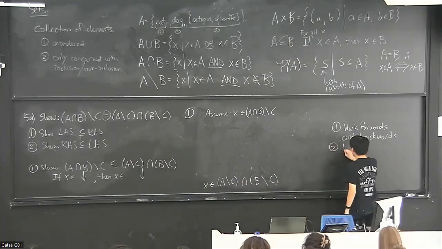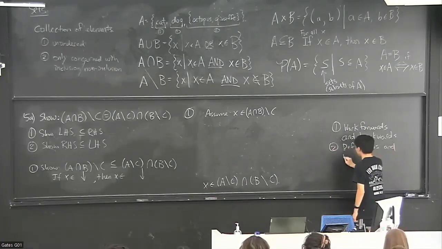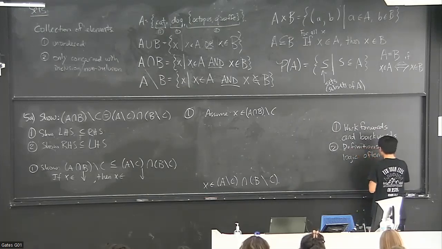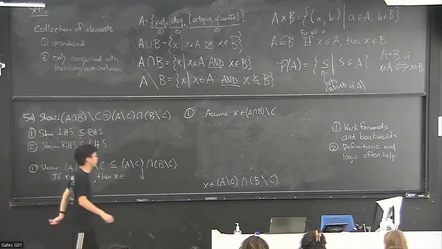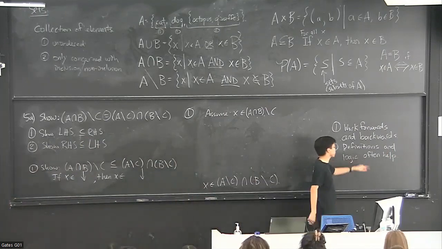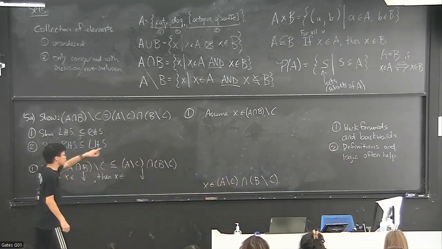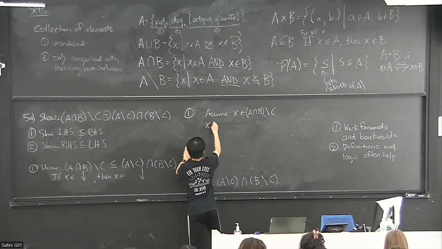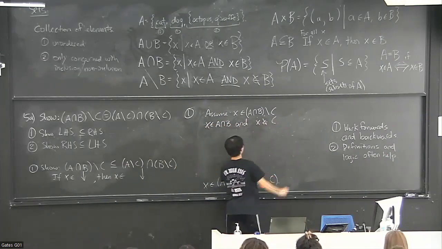And two is definitions and logic. When I'm presented with this, what am I going to do with this? How do I get from the top to the bottom? And if you get stuck, a lot of times writing out the definition and using that logic stuff will help. Here, if I assume x is inside this, I can just use this definition and write out an equivalent statement that x is inside this and x is not inside C.